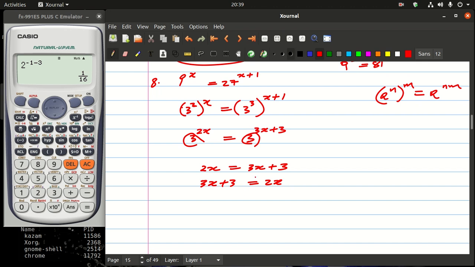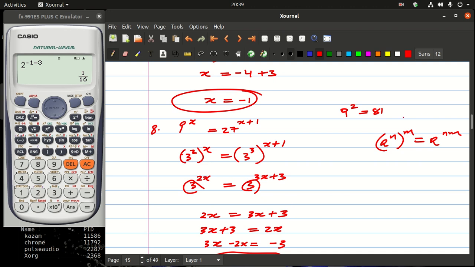Then I'm going to take this 3 to the other side, so it's going to change its sign. And I'm going to take the 2x to the other side, so it's going to change its sign. Then I have 3x minus 2x, which is x, and on that side I have minus 3. So our x is supposed to be minus 3.